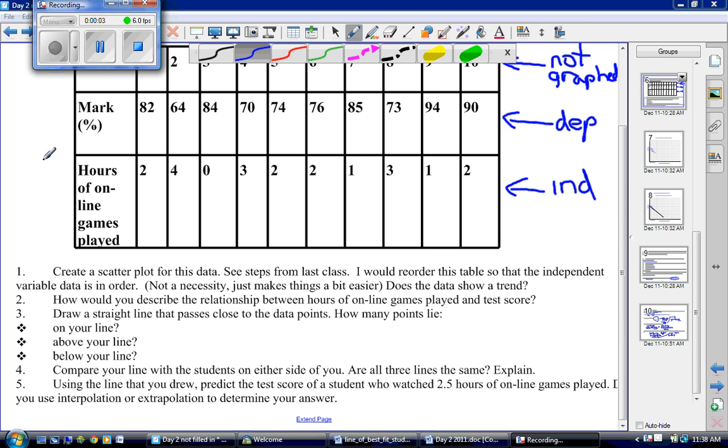Okay, we're at part 5 now, and this is where we're going to do the line of best fit. So you're going to draw a straight line that passes close to the data points and find out how many points lie on your line, above your line, and below your line. I have done this already, so it's up to you to do this. Stop your video, and then you can go on to the next section.